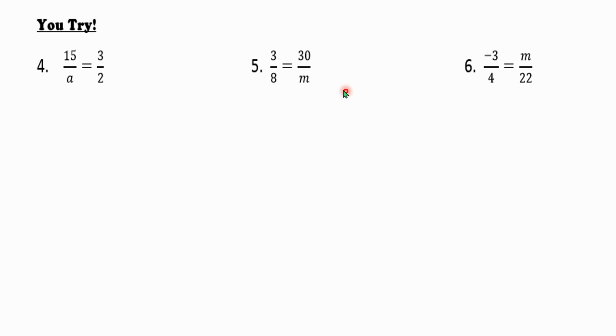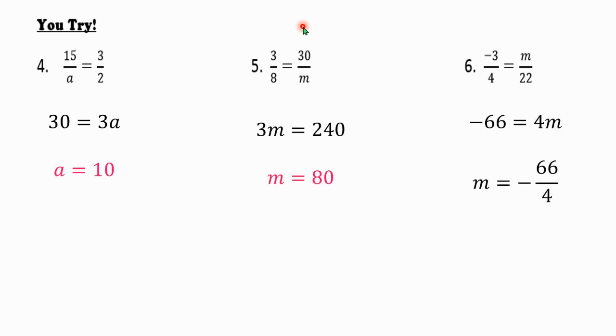So go ahead and take a moment and try these three. See if you can do these three, and then in this video, check them and see how you did. Okay, so check your work here. I have just each intermediate step written down for these. The cross product, right? 15 times 2 is 30. A times 3 is 3a. And then solve for a, you get 10.